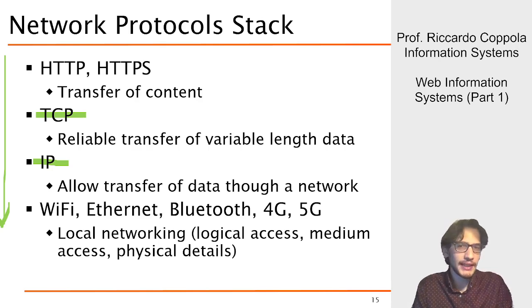IP is like non-guaranteed mail, like regular mail. You just send some data and you forget about it. TCP instead allows you to understand if the server, if the other peer actually received your data.